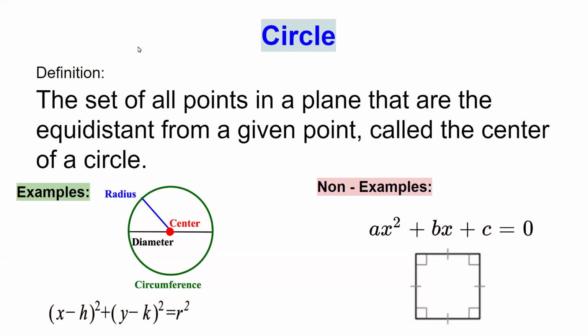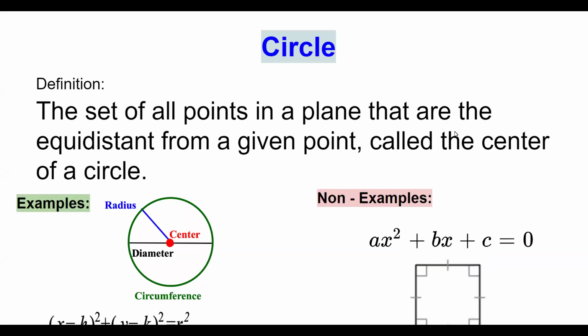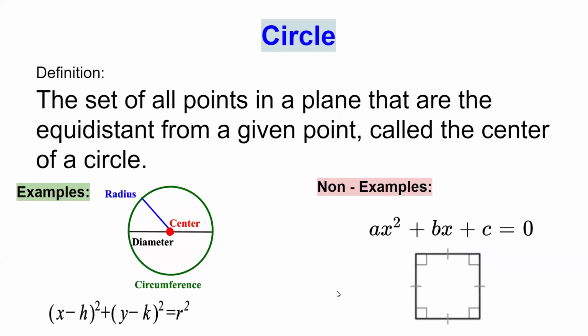Guys, pause. We have a set of all points in a plane that are equidistant from a given point called the center. Now, there's a specific equation that we're going to use, and it's this one down below, guys. It might look a little intimidating. However, I'll explain the parts in a second, okay?